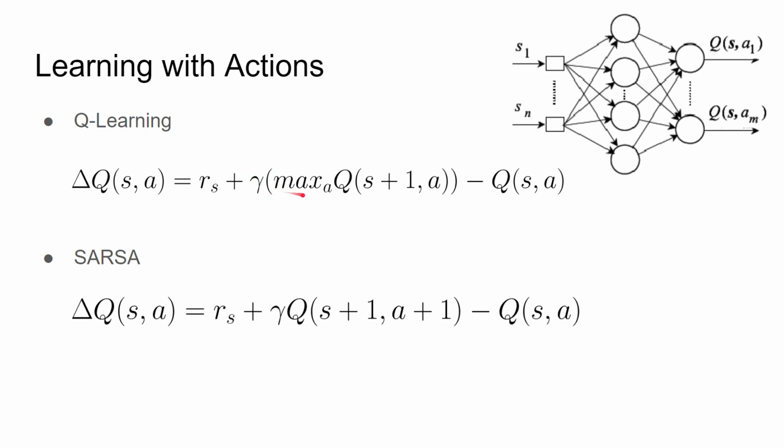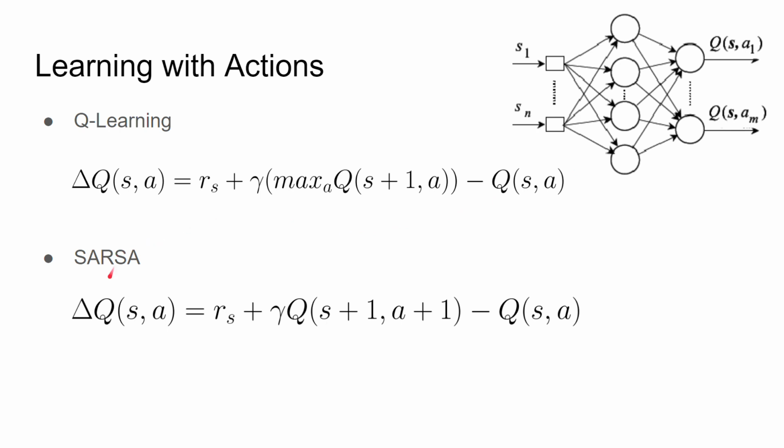plus a discounted version of, well, given that new state, what's the best action I could do in that new state? That's what this expression here is: in my new state, out of all the different actions I could do, which one gives me the maximum Q? That's one thing I could do, and I can use that to generate my value, and that's my error signal that I would apply here.